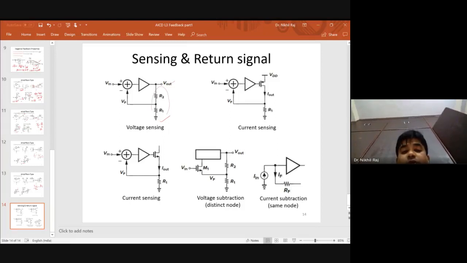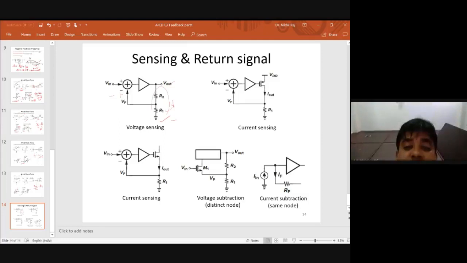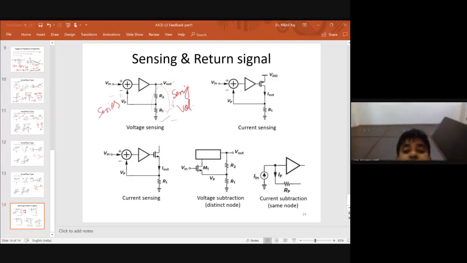Now how is it correlating? Here what I see is a voltage divider network. Due to R1, a certain voltage is generated at this point, and this voltage is taken as a negative part with Vin. This means I am sensing voltage here, and I am giving it in series form to this connection. So this is voltage sensing done.